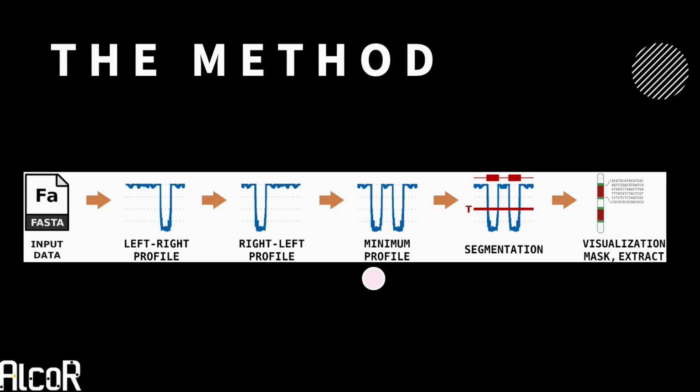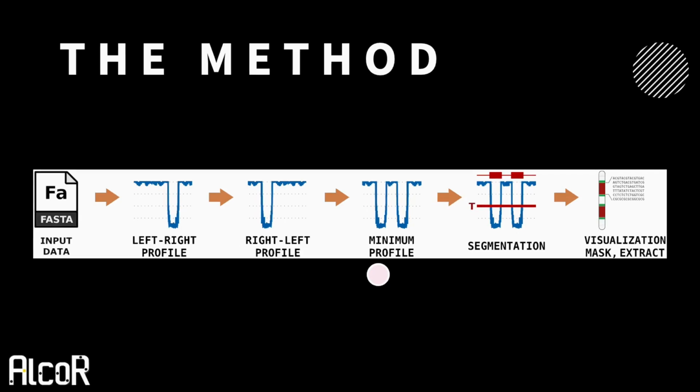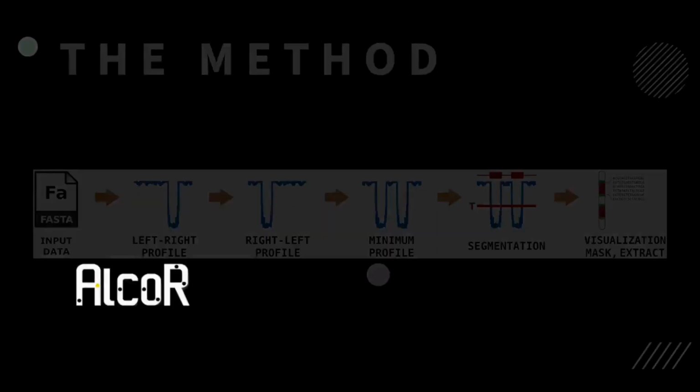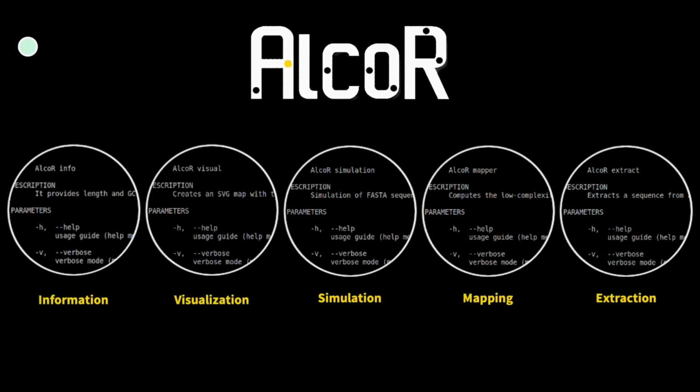The bidirectional computation is critical to the AlcoR method, as it ensures that even original subsequences that are copies of other sequences are identified as low complexity regions. By processing the two directions in parallel, the AlcoR method reduces computational resources substantially. The tool consists of 5 modules: information, extraction, mapping, simulation, and visualization. These modules work together to provide a complete solution for low complexity region, LCR, identification and quantification.